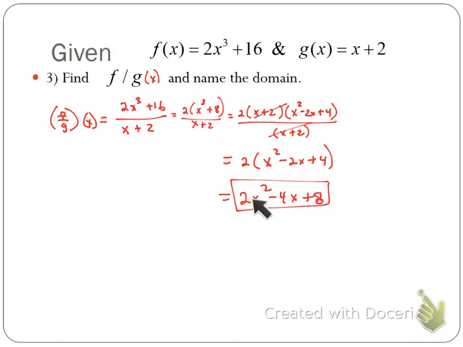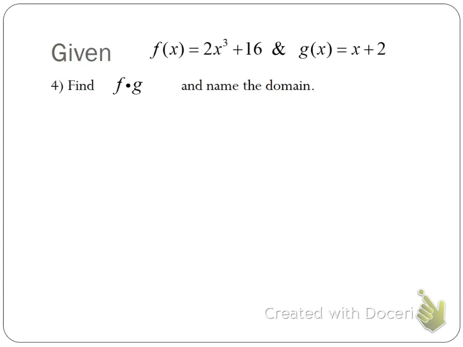And now, based off of my simplified polynomial, guys, what's the domain? It's everything. So it would be from negative infinity to positive infinity. Yes? Okay. All right, number 4. F times g of x, which means f of x times g of x.